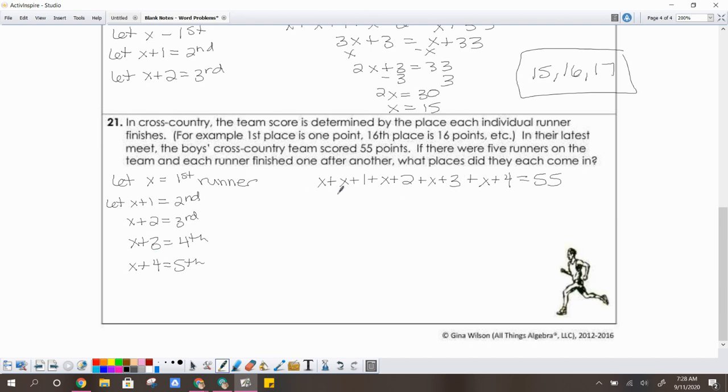So now we can go ahead and combine our like terms, and I get 5x plus 1 plus 2 plus 3 plus 4. That's going to get me a total of 10 equals 55. Now I can solve, minus 10, so I have 5x equals 45. Divide by 5, x equals 9. So my very first person came in 9th place. The next person was 10th, then 11th, then 12th, and then 13th place.